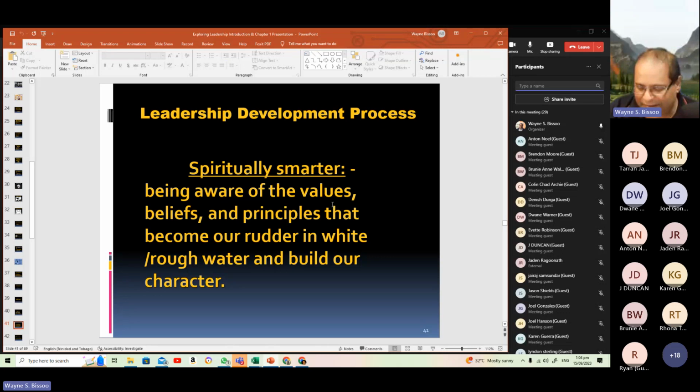You need to pay attention to being spiritually smarter. And of course, you need to be aware of if some of the values you have are a bit questionable. You have to be making those kind of changes and adjustments accordingly. All right. So far, so good.